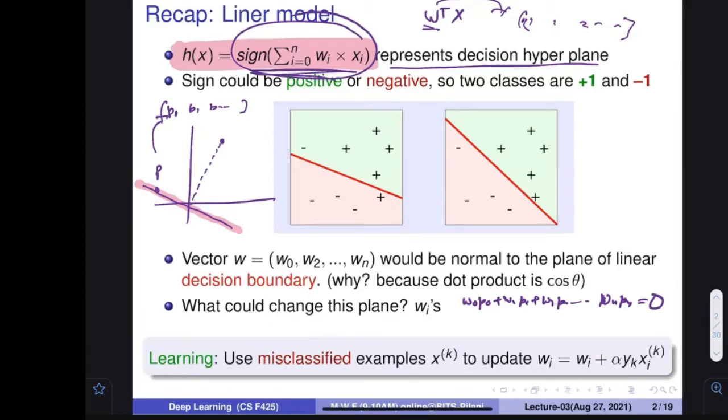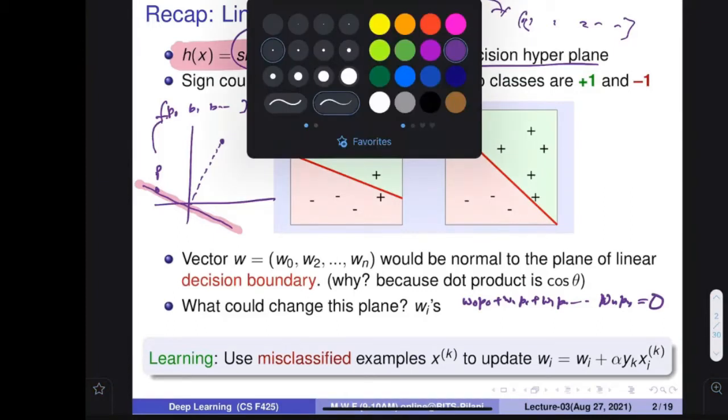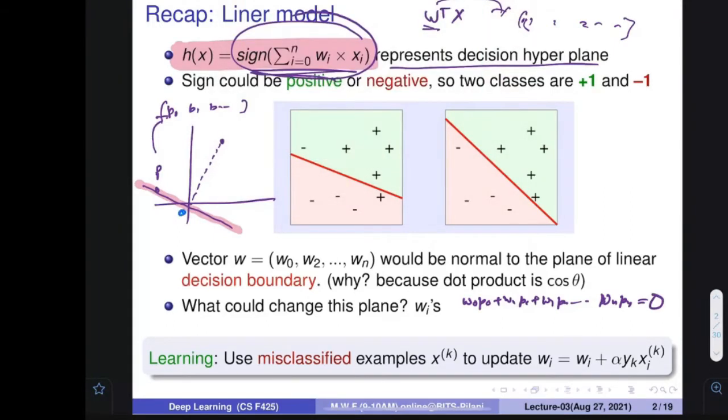If I want to find out the angle between, let's say the origin O, what is the angle between OP and OW?